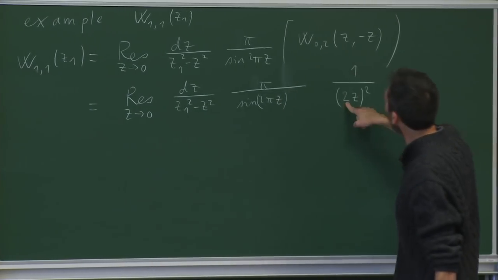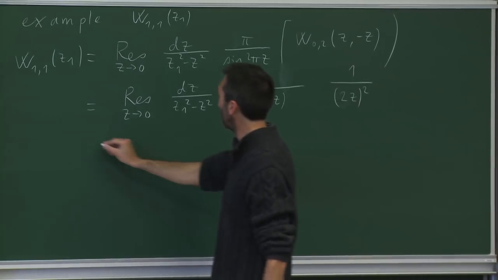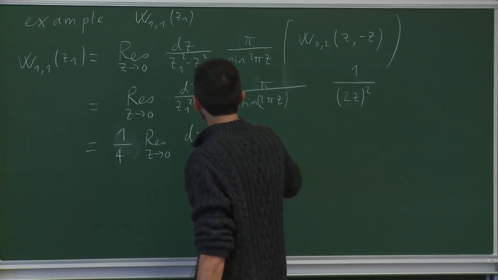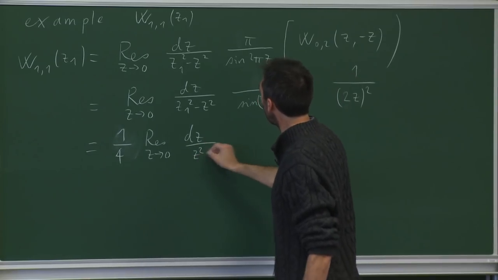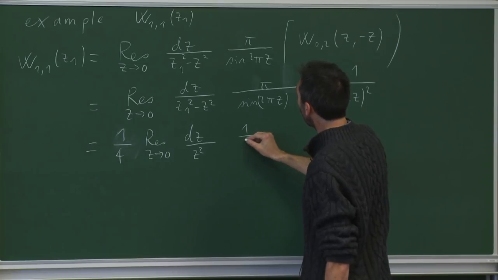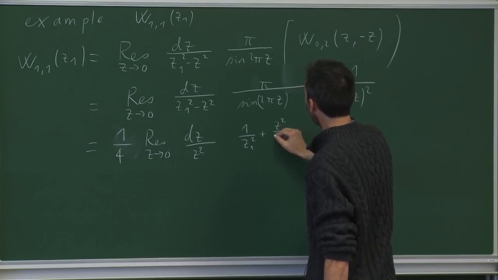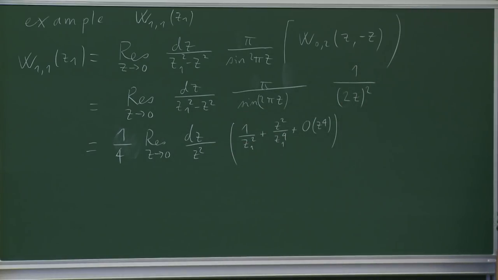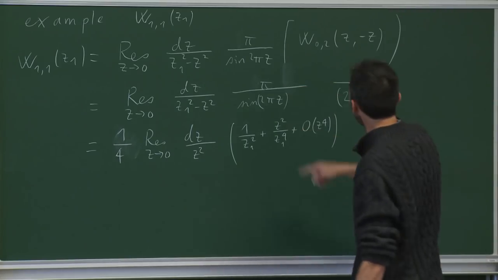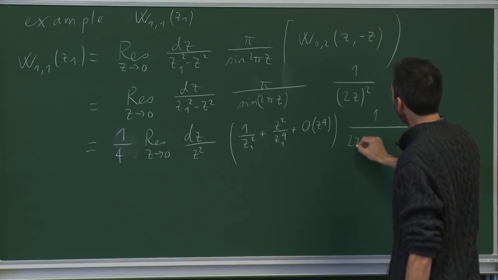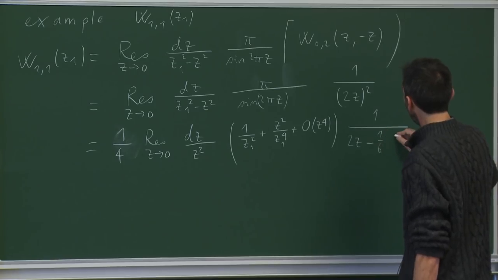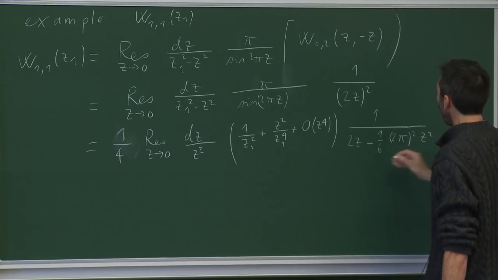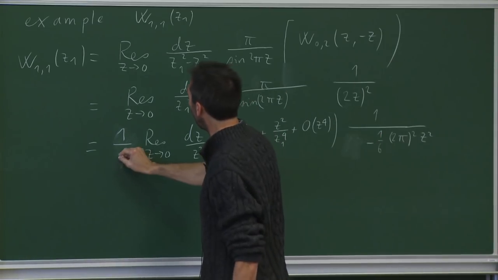Okay, so let me put that 4 in front. So it's 1 over 4, residue when z goes to 0, dz. Here you have a z squared coming from there. This one, let me write it as 1 over z1 squared plus z squared over z1 to the 4 plus O(z^4). That's just this 1 over (z1 squared minus z squared), Taylor expanded at z equals 0. This pi over sine 2 pi z is just 1 over 2z minus 1 over 6 times 2 pi squared z squared. Well, let me put the 1 over 2z in front, so 8z cubed.